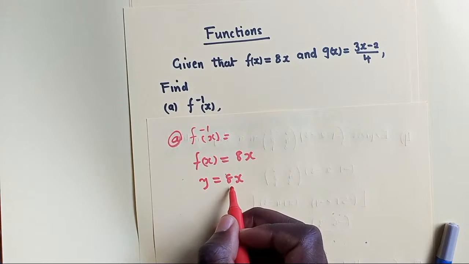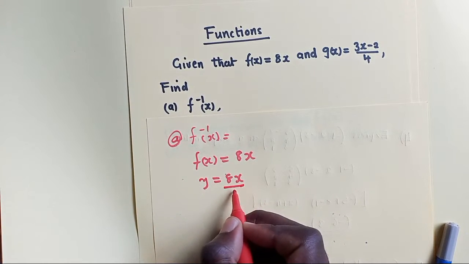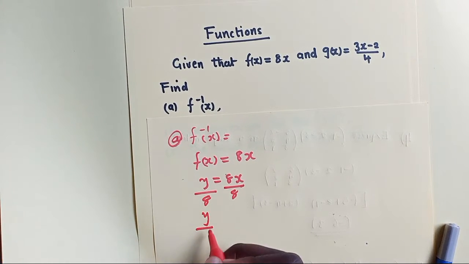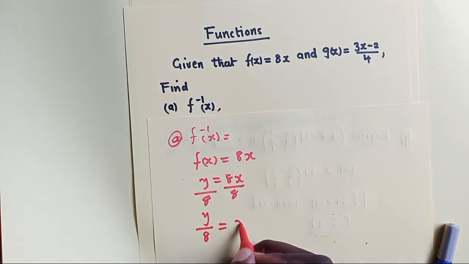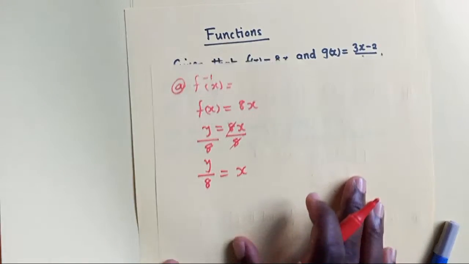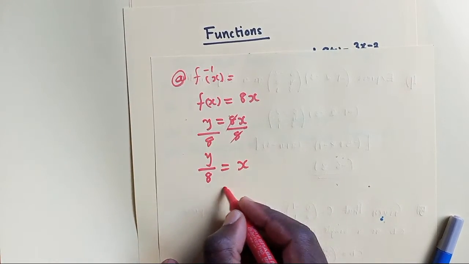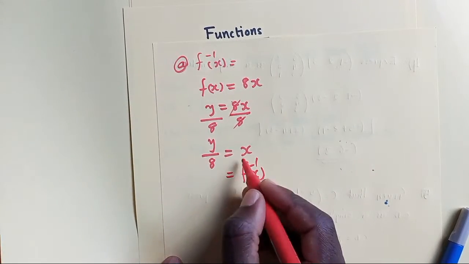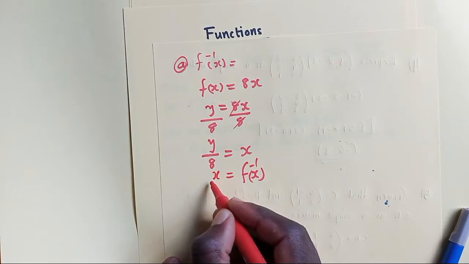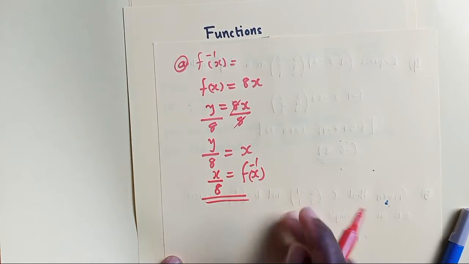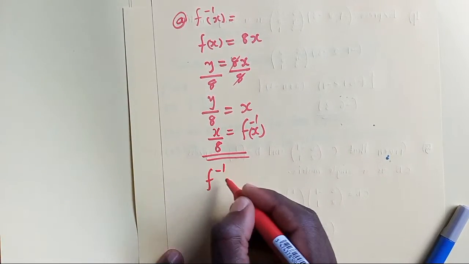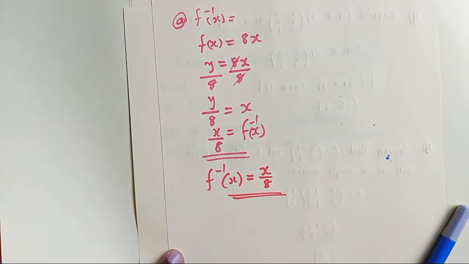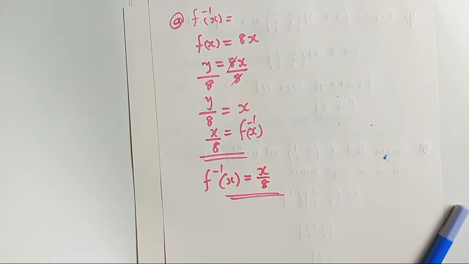Now we need to make x the subject of the formula. So what are we going to do? We divide by 8 both sides. So this side you have y over 8 is equal to x. This 8 and 8 will cancel. So where there is x here, put f inverse of x. And where there is y here, put x over 8. So this is what we have, and we can even write it like this. So this is our answer. Okay, so we go to the next question.